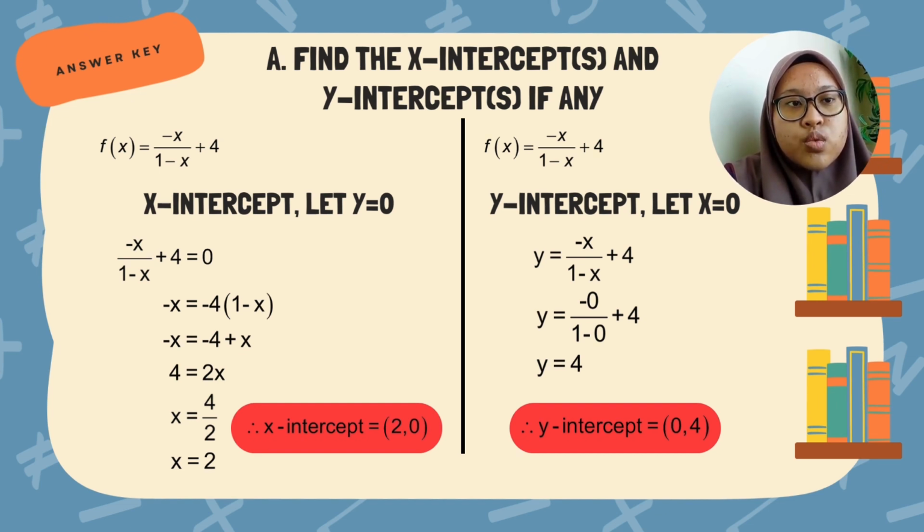Next, we need to find the y-intercept. From the same equation, f(x) equals negative x over 1 minus x plus 4. We let x equal to 0 and we will get y equal to negative x over 1 minus x plus 4. Substitute 0 into the x and we will get the y-intercept, which is (0, 4).